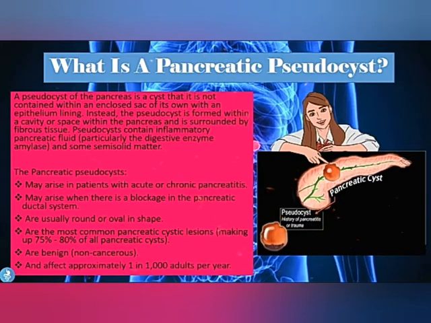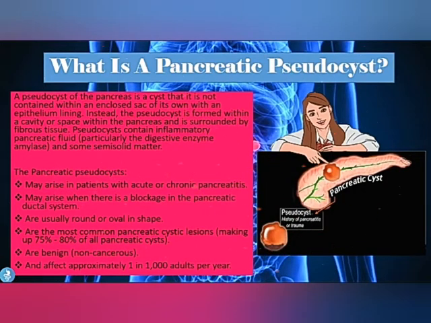The pseudocysts also contain inflammatory pancreatic fluid, particularly the digestive enzyme amylase, and some semi-solid matter. So this is what the pseudocyst looks like. It's also filled with some sort of fluid. Here it usually contains inflammatory material, and we also have some semi-solid matter which is found within the cyst. And around it is a fibrous covering or fibrous outer lining of the cyst.